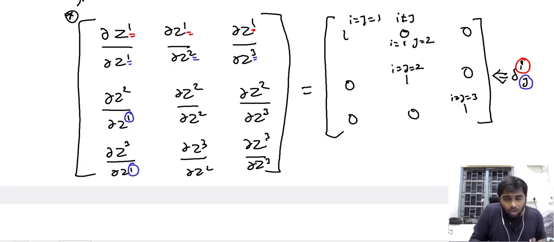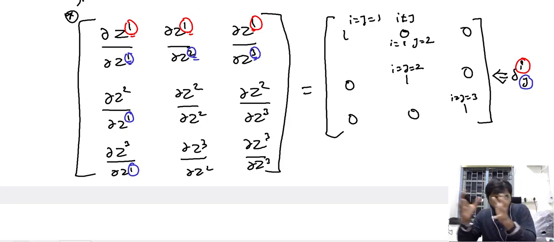So along the row, the j varies, and along the column, it's the i that varies. So the i indicates the row that is highlighted in red. The top index indicates the row, whereas the bottom index indicates the column. So that is what we observe here.